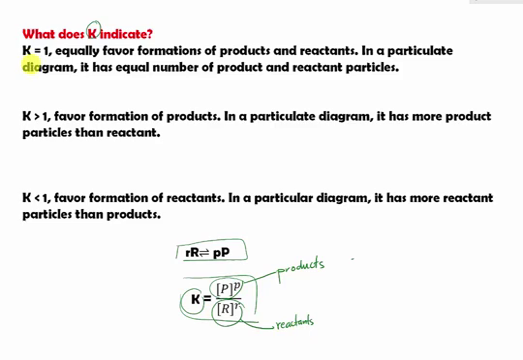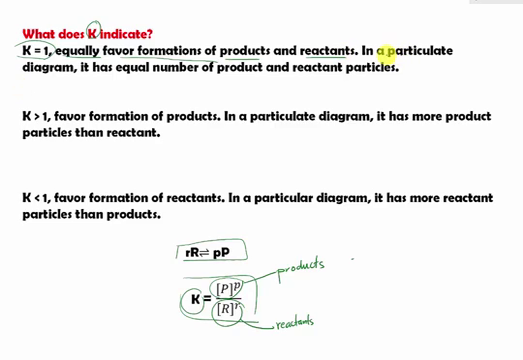For instance, if we have the value of K equal to 1, the only way that's possible is that the concentration of the product and the concentration of the reactant are the same, so they cancel each other out, equal to 1. That means this reaction equally favors the formation of both the product and reactant, which makes sense.